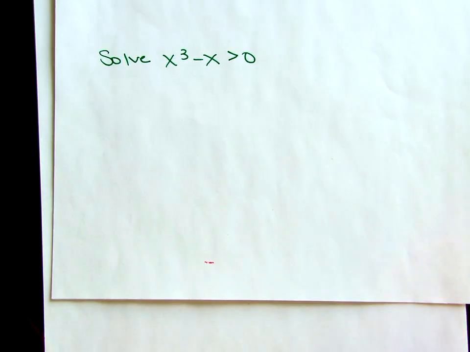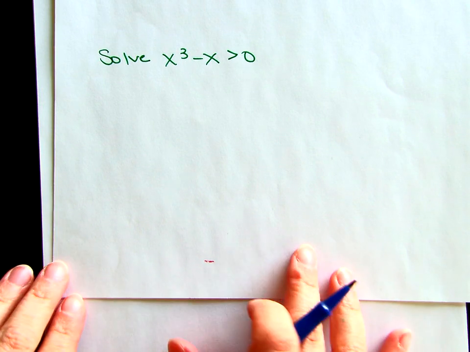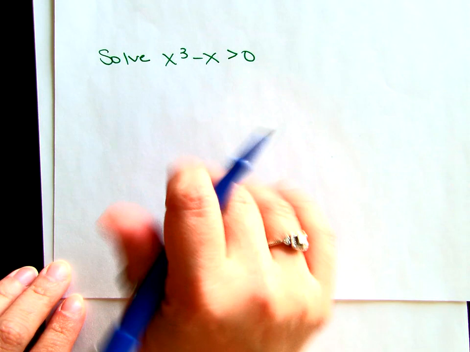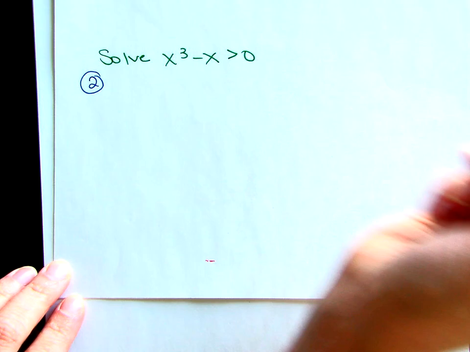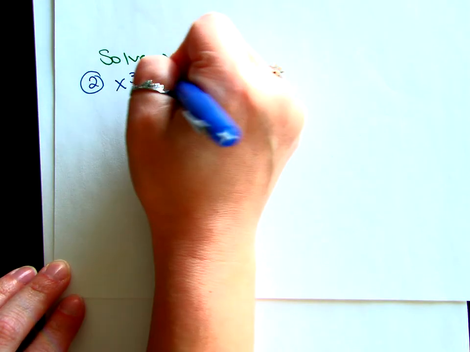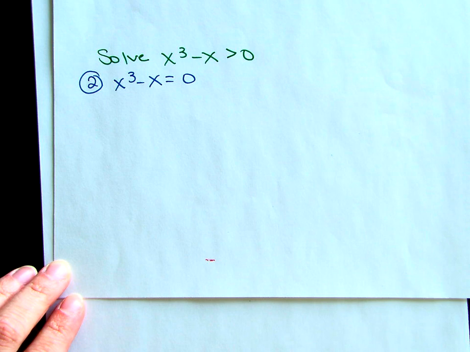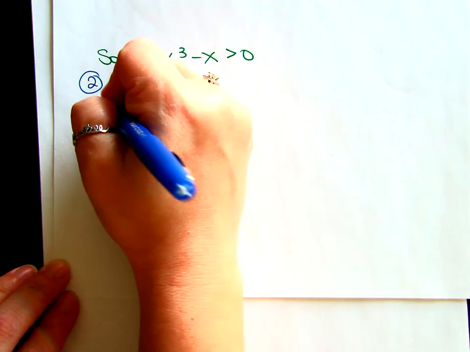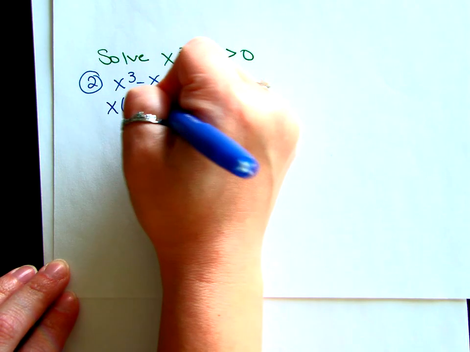This time we're going to solve x to the third minus x is greater than 0. Step 1's already done for us yet again because it's got everything by itself. So step 2 is where I set the polynomial equal to 0, and I find my boundary points by solving. X to the third minus x, both of those have an x term, giving me x squared minus 1.